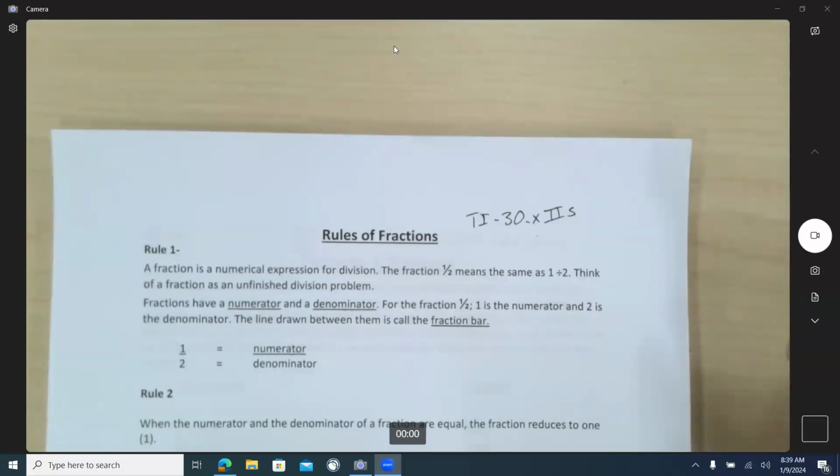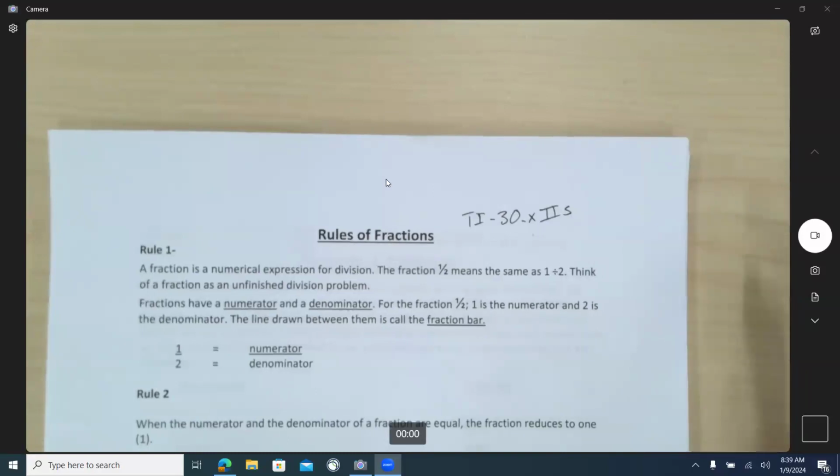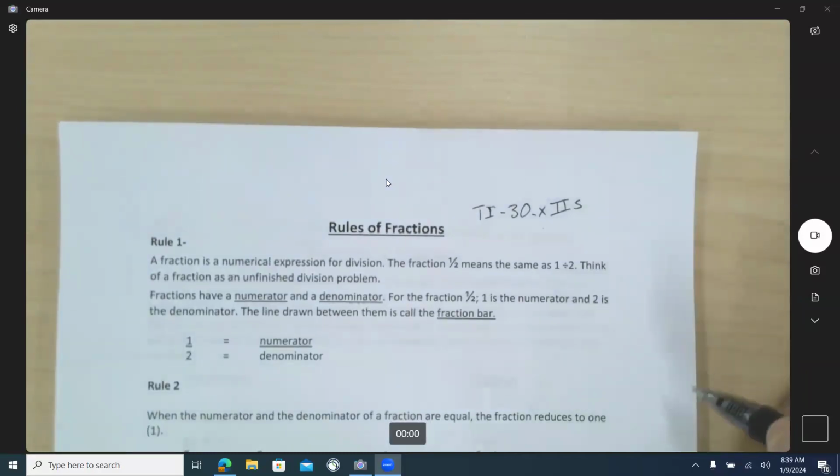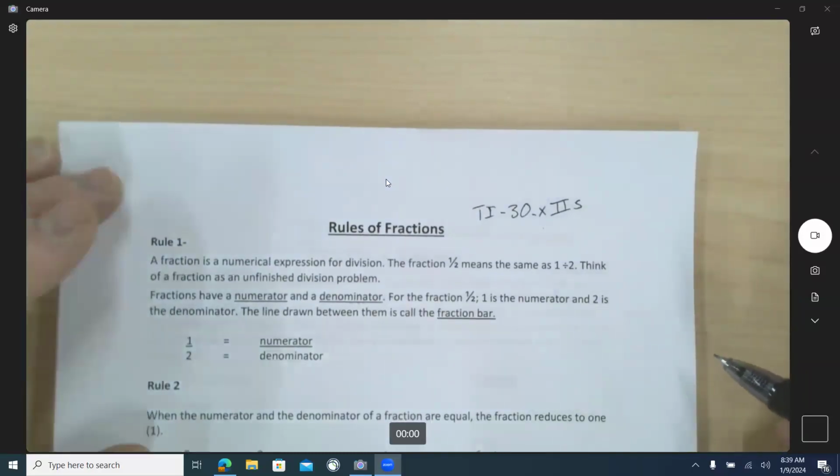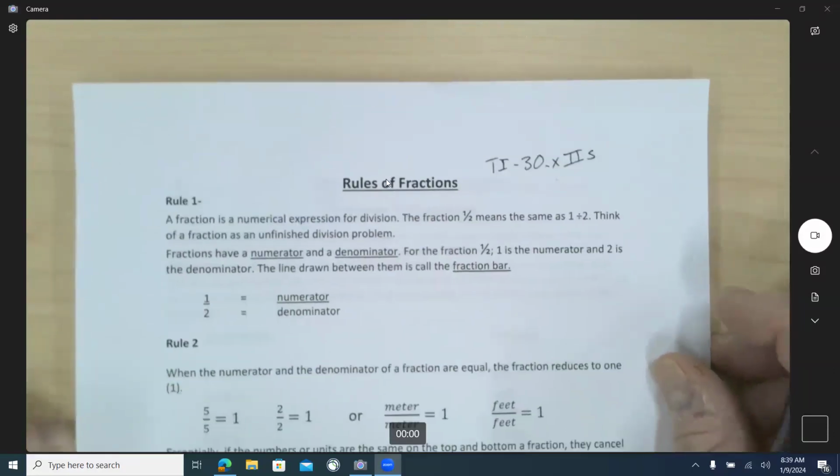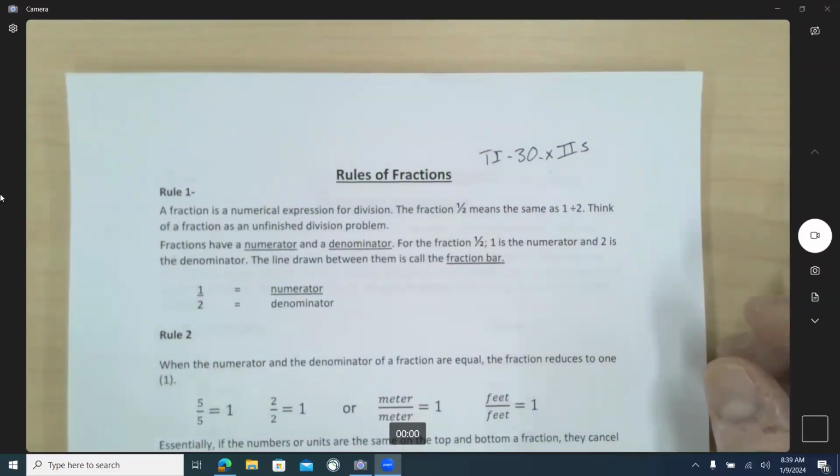Okay. All right. So with that being said, let's go ahead and get started. The very first thing to understand with what we got going on here is the rules of fractions, okay? As far as the rules of fractions go, there are three main rules, and they help us with understanding how the rest of the math is going to go.